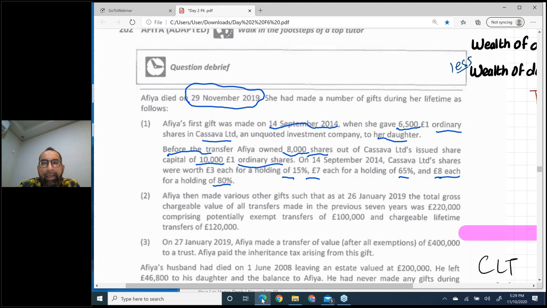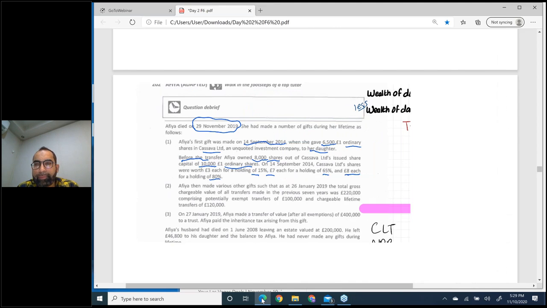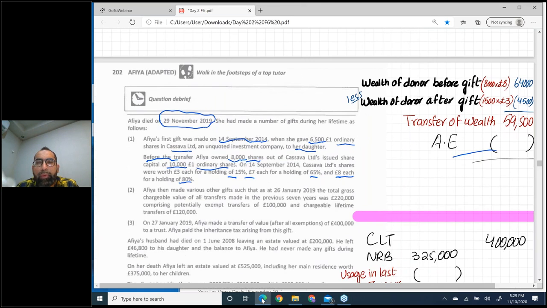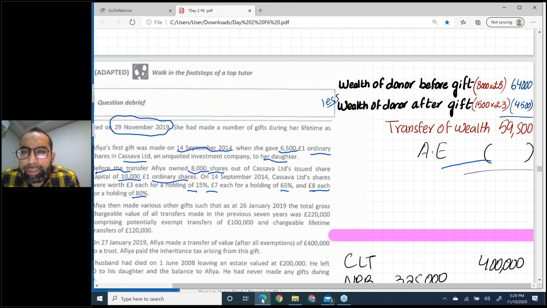Okay, let's start. See the screen, the first line: wealth of donor before gift. Sorry, the writing is a little bit small. She already had 8,000 shares, and the worth of these 8,000 shares at an 80% holding is £8 per share. So 8,000 times £8 is 64,000, right? Less: now wealth of donor after gift.